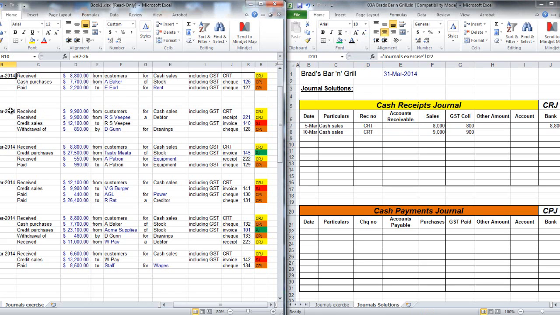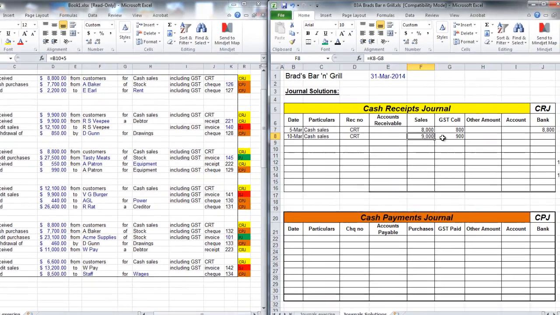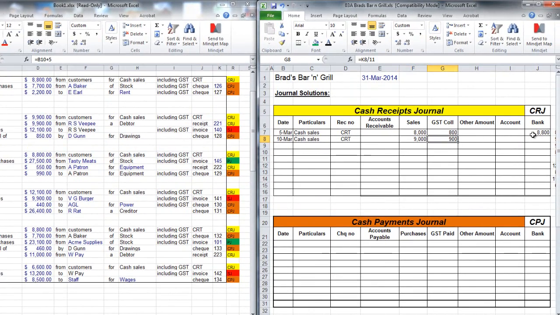Okay, so what we've got here is a $9,000 cash sale. We have to split it. 9,000 is sales, 900 is GST. Now notice it's blank there. The reason it's blank there is because I have another transaction on the same day.